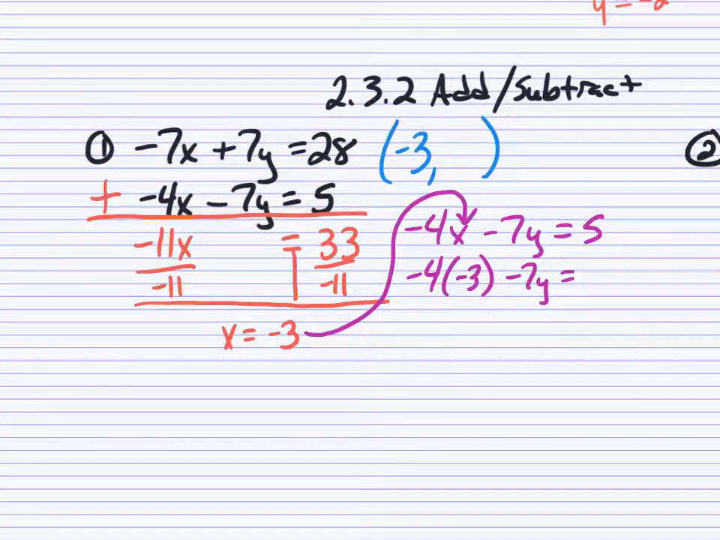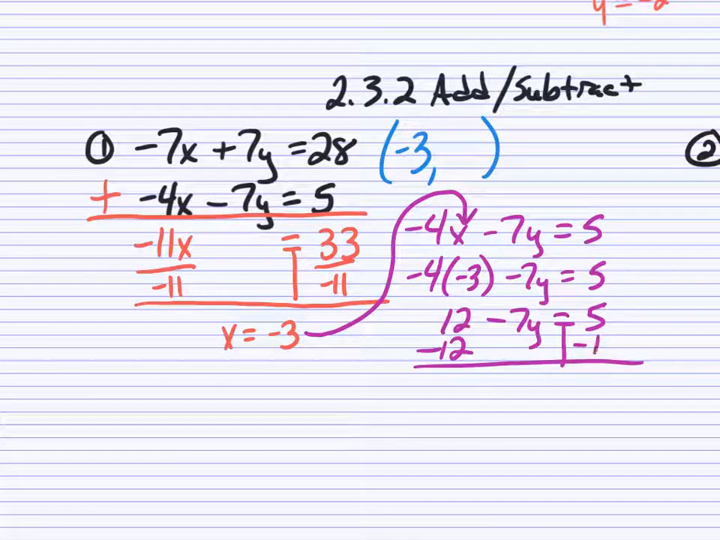Negative 4 times negative 3 is a positive 12. And from here, the opposite of a positive 12 is negative 12. Sorry, I messed up there. Let me go back. That's a 5. So negative 4 and negative 3 gives me a positive 12. Opposite of positive 12 is negative 12. And negative 7y equals negative 7. Divide, and we get y to equal 1.